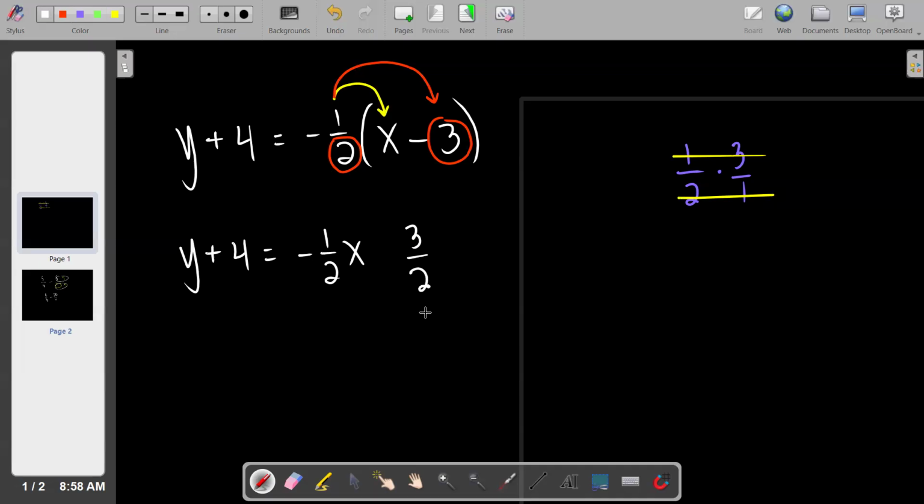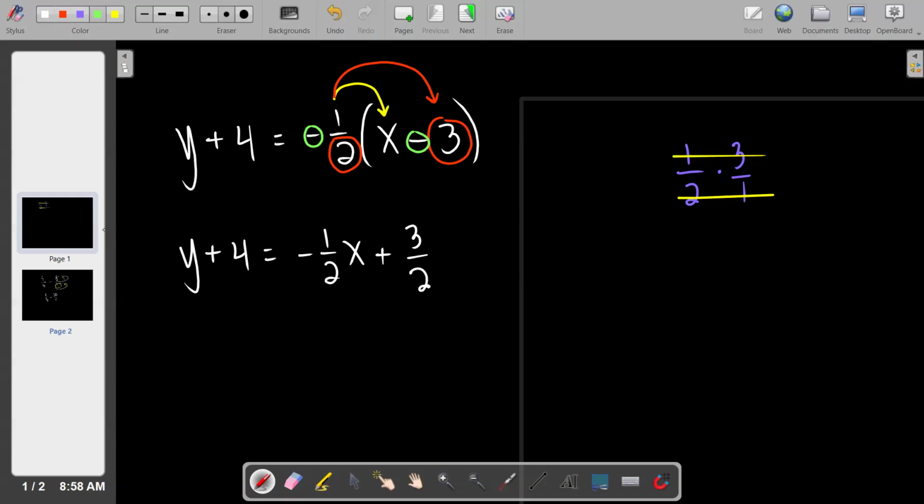The question becomes, should I put a plus in front of it or a minus? Definitely a plus because of the two things that I'm circling in green. That's a negative multiplier and a negative multiplyee. And when two negatives multiply, they make positivity.